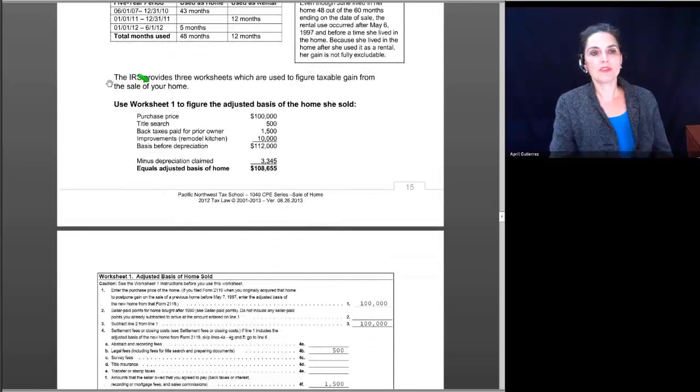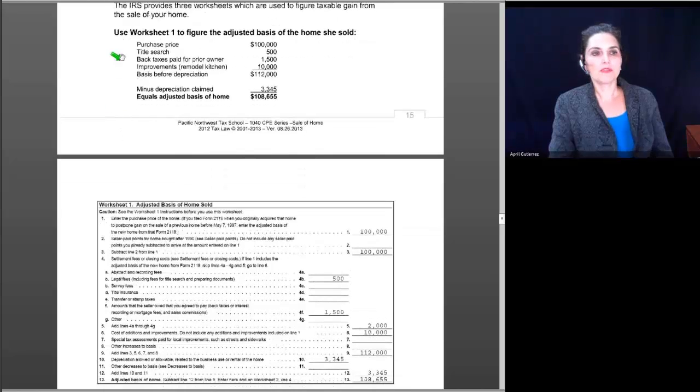The IRS provides 3 worksheets which are used to figure the taxable gain from the sale of the home. We use worksheet 1 to figure the adjusted basis of the home she sold. And the weird thing is, in this calculation, all of the selling expenses are going to add to her cost. In the earlier example with Betty and Peter Homemaker, the IRS said don't take the selling expenses and add those to cost, enter those as an adjustment. But in this illustration, they're saying do take the closing costs and add them to basis. So they've got it going two different ways there, which adds to the confusion.